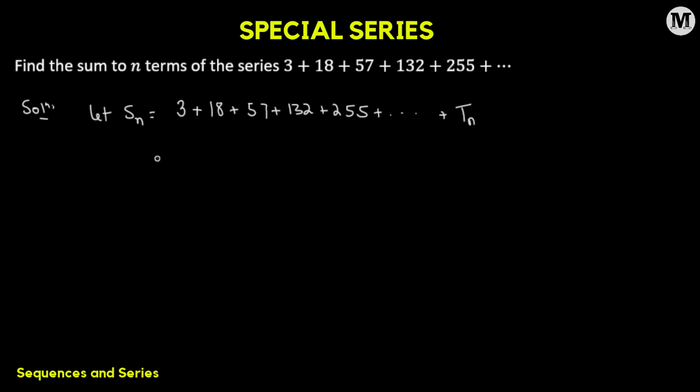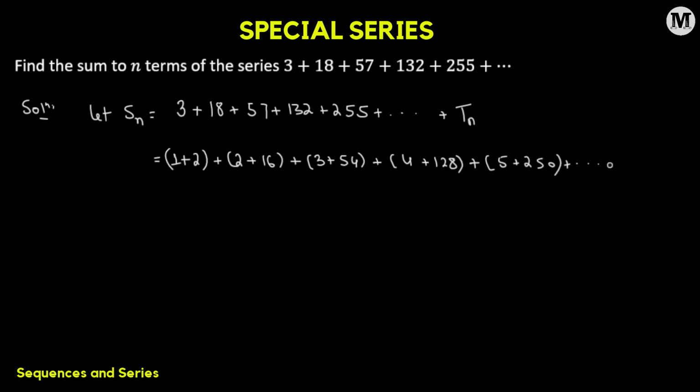Okay, now here what we'll do, we can rewrite the first term 3 as 1 added to 2. So this is going to be the first term. Then 18 can be expressed as 2 added to 16. Then we have 57 that can be expressed as 3 added to 54. Next we have 132, so that will become 4 added to 128. And 255 will be 5 added to 250, and we have the remaining terms.